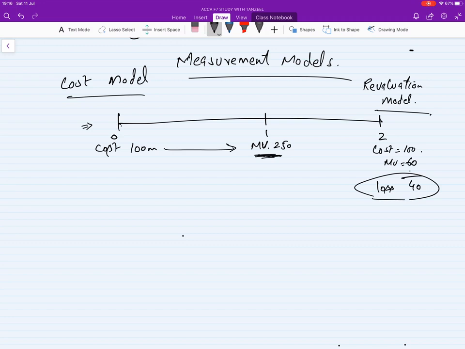Or if you are using the cost model for one property, then use the cost model for all other properties, even if the property was in London or Bolton or Birmingham, wherever. If you are using the revaluation model, then you use that one model for all properties, and for all the cars, the group of assets. You can keep on changing.